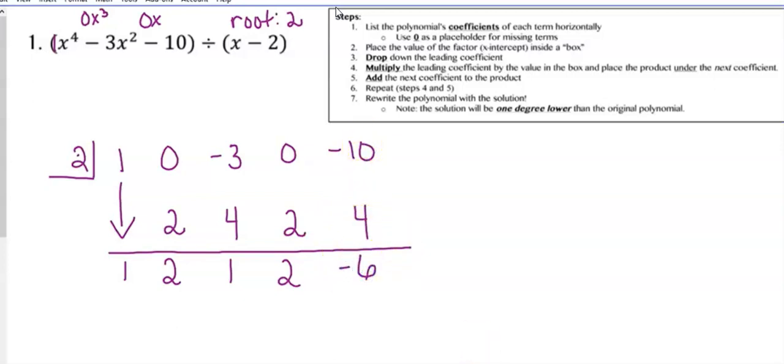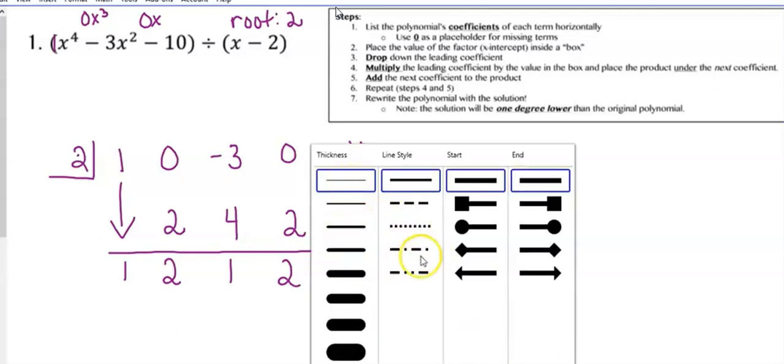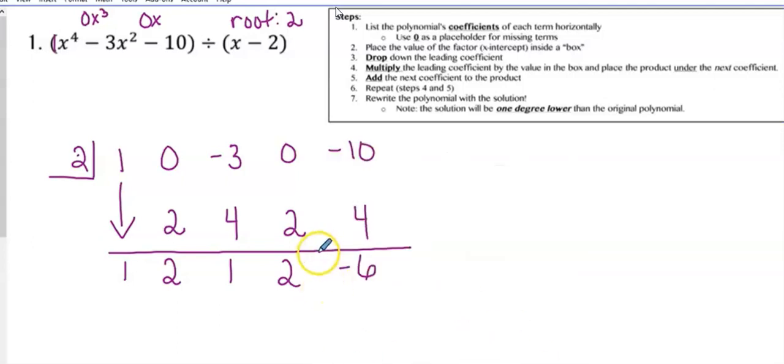Okay, so here comes the kind of the trick. I always draw a line right here because this last digit, this last number right here is my remainder. Okay, so I mark that with an R.